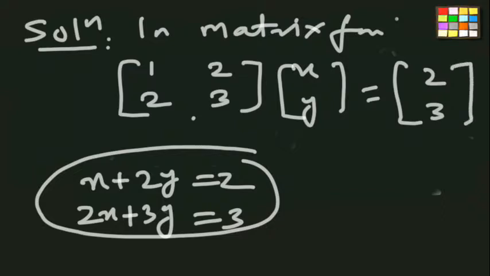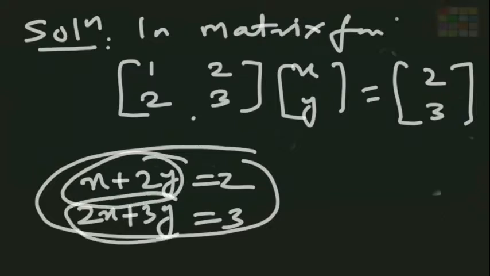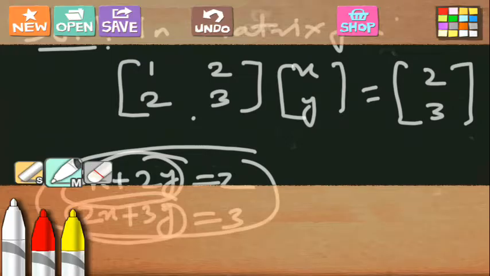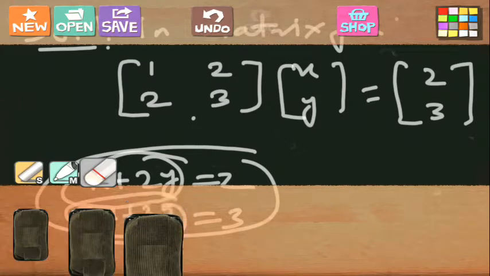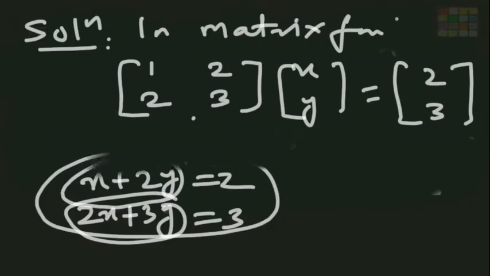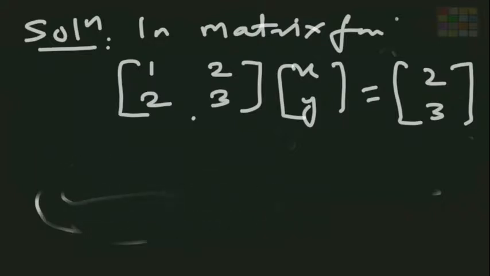Try to understand that in the first matrix the coefficients are written, that is 1, 2, then 2 and 3. In the second matrix you just write the variables x and y, and on the right hand side you write the matrix as 2 and 3, right? So this is the matrix form of the given question.